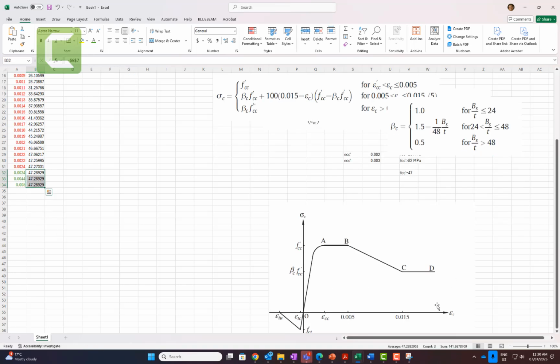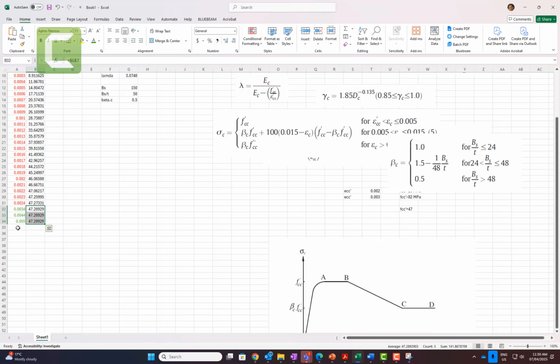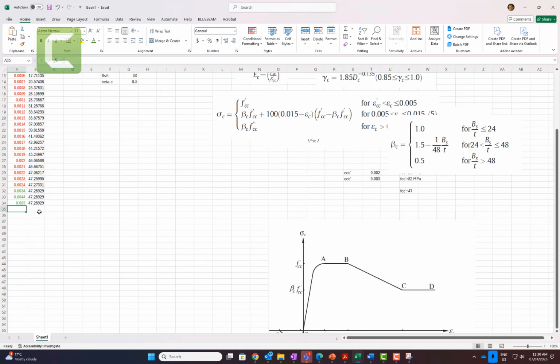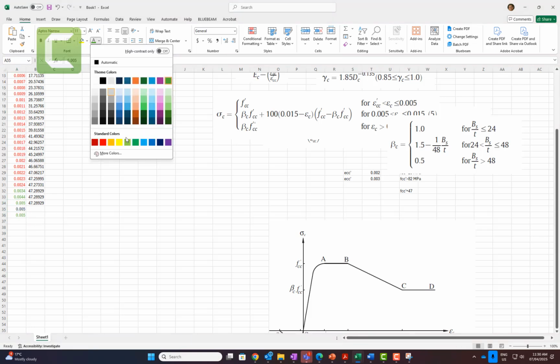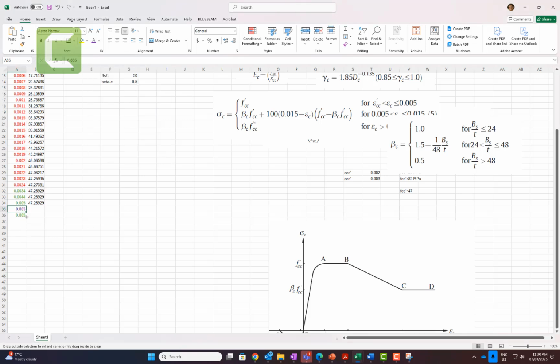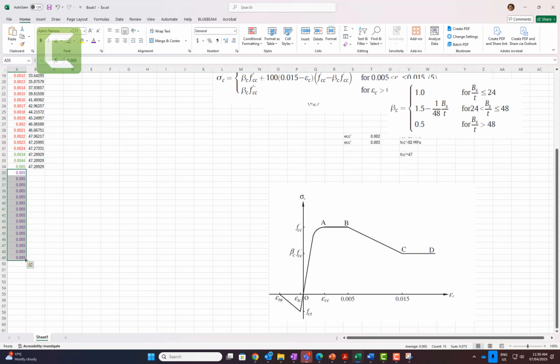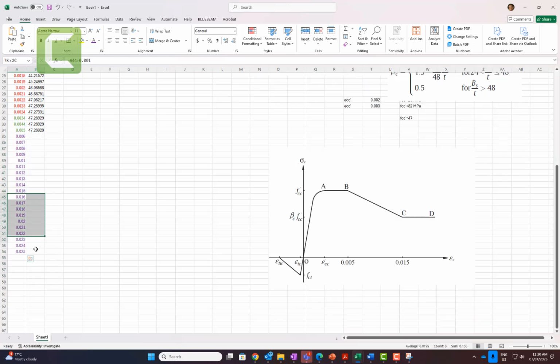Now B to C, that is the equation that we can use, and that is 0.15. So let's continue. Let's make it another color so we know. Equal to this one plus 0.001, okay, 0.6. Now we need to go up to 0.15, so there you go, up to 0.15.